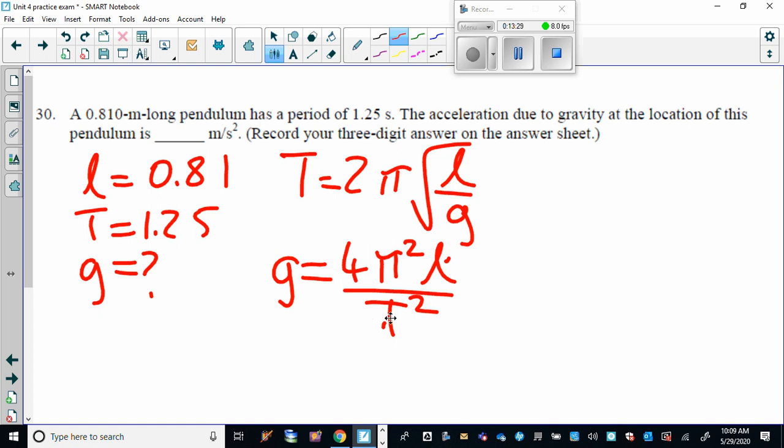What question are we on? 30? 20.5. 20.5. Ooh, 20.5, that is a big planet. Or a very dense planet. Yeah, I wouldn't want to hang out there for too long.